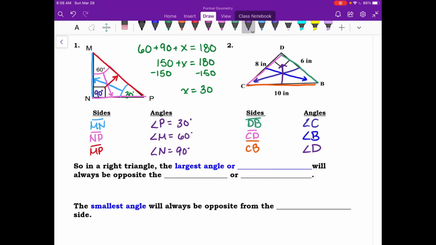So in a right triangle, the largest angle, or right angle, because the largest angle is always going to be the right angle, will always be opposite the largest side or the longest side, or we call it the hypotenuse. And the smallest angle will always be opposite from the smallest side.